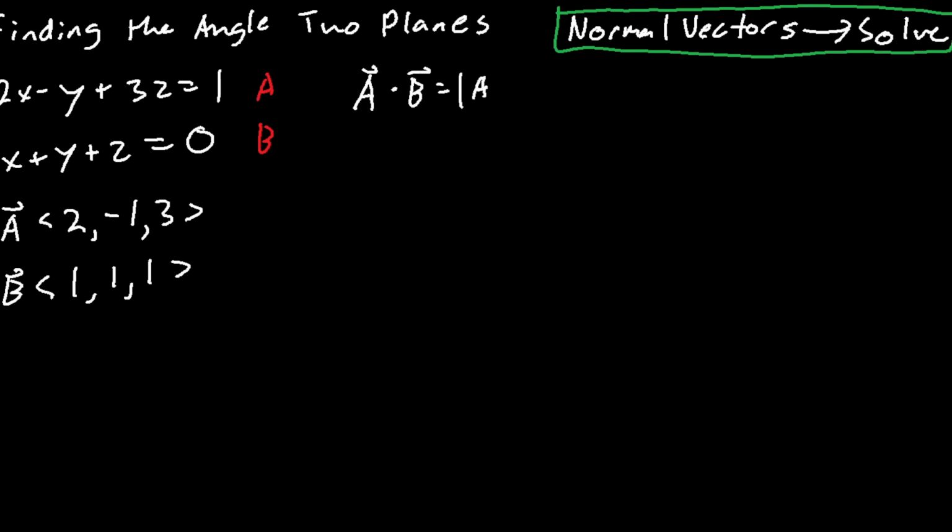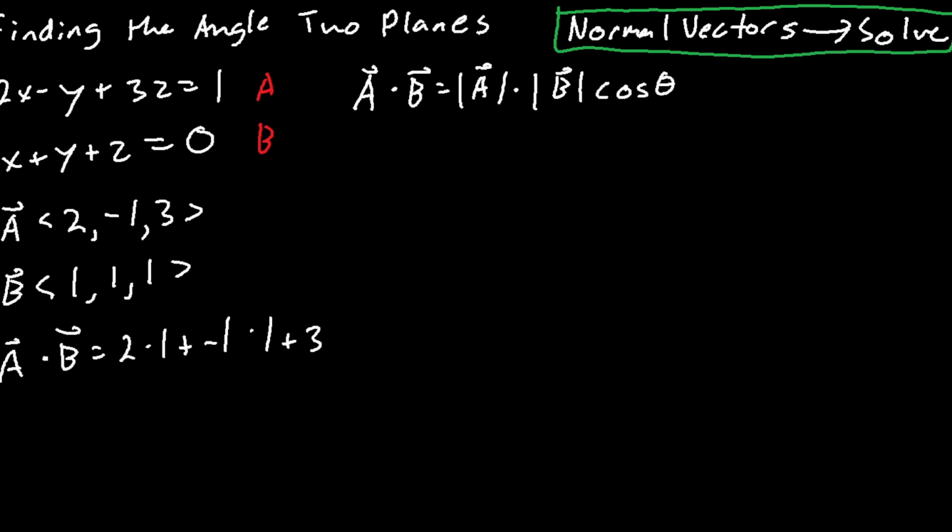A dot B is equal to the magnitude of A times the magnitude of B times the cosine of the angle between them. So once we do that, let's write down A dot B first. A dot B is equal to 2 times 1 plus -1 times 1 plus 3 times 1. This is equal to 2 minus 1 plus 3, which is equal to 4.